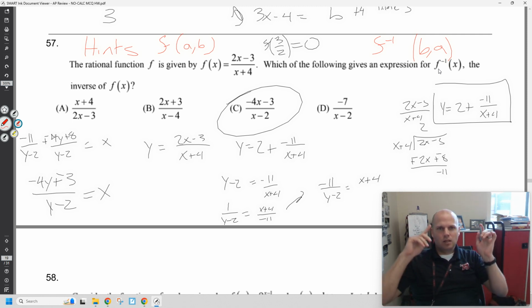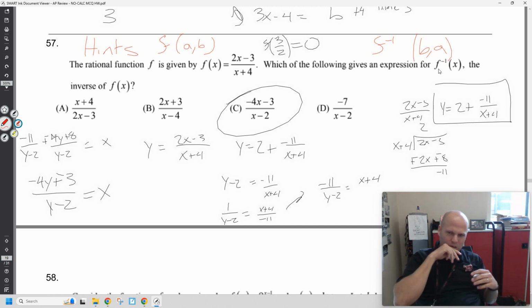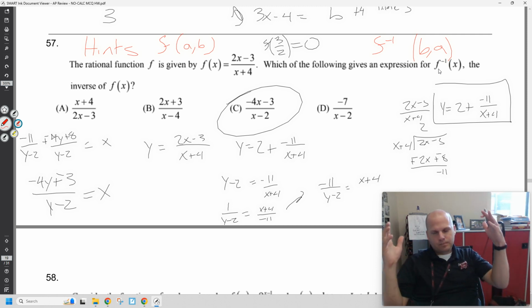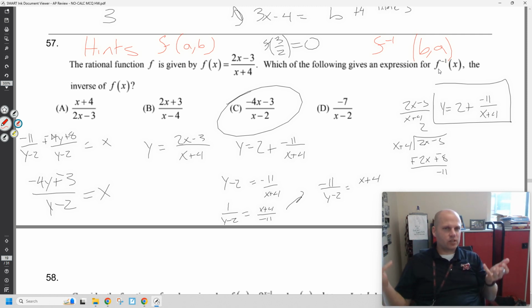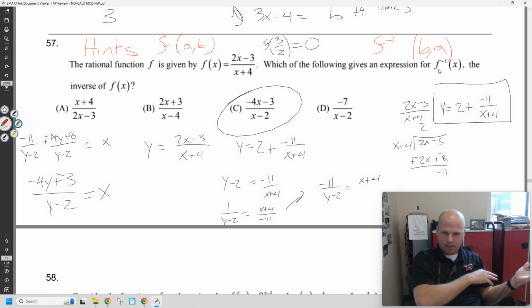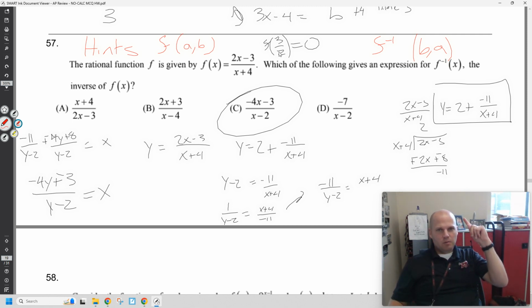But let's say it's not going well. You're not sure what to do. Don't give up. Think about some other things. What is true about inverses? Points are flip-flopped. A goes to B, B goes back to A. Plug in a point. Heck, plug in 2.